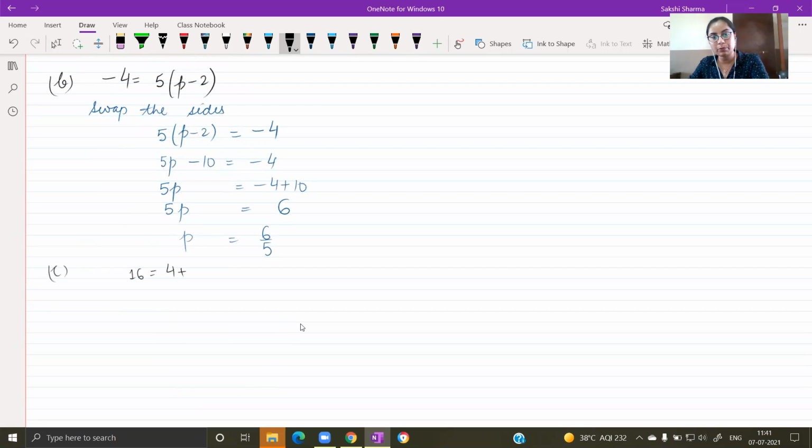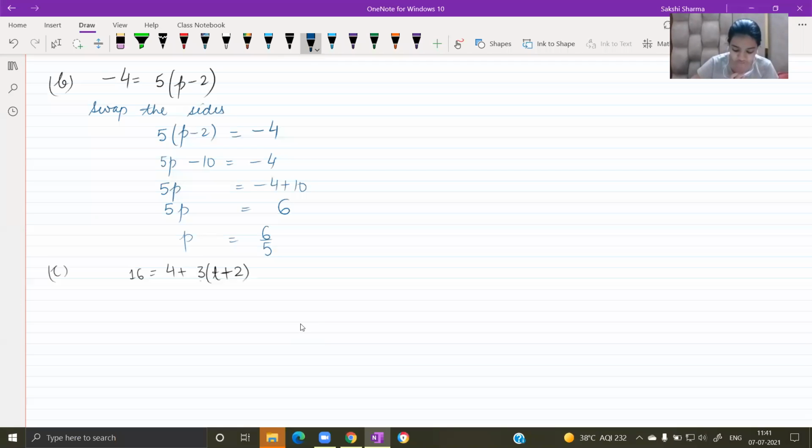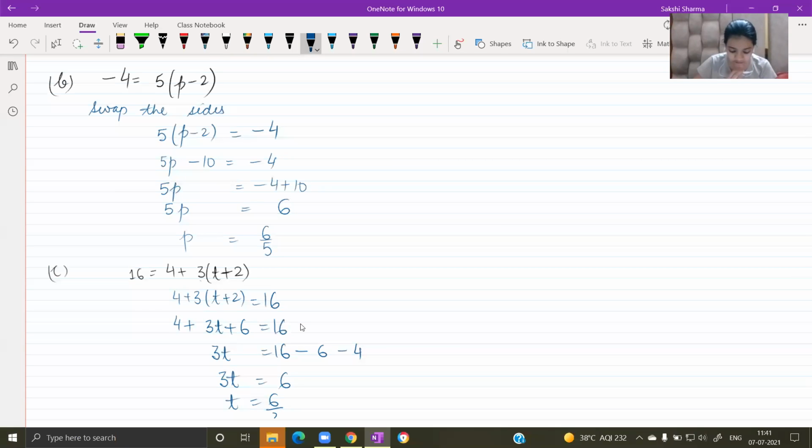16 equals to 4 plus 3 multiplied by t plus 2. Okay, go ahead. 4 plus 3t plus 6 is equal to 16. 3t is equal to 16 minus 6 minus 4. 3t is equal to 6. t is equal to 6 by 3. t is equal to 2. Correct. t equals to 2.